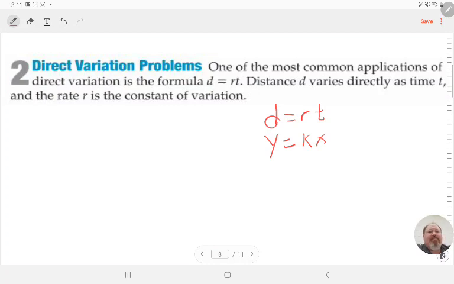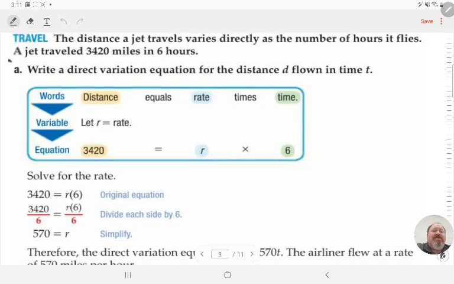So an example of that: the distance a jet travels varies directly as the number of hours it flies. A jet traveled 3,420 miles in 6 hours. Write a direct variation equation for the distance d flown in time t. So I know that the formula, again, is d equals rt. I know the distance is 3,420, and I know the time is 6.